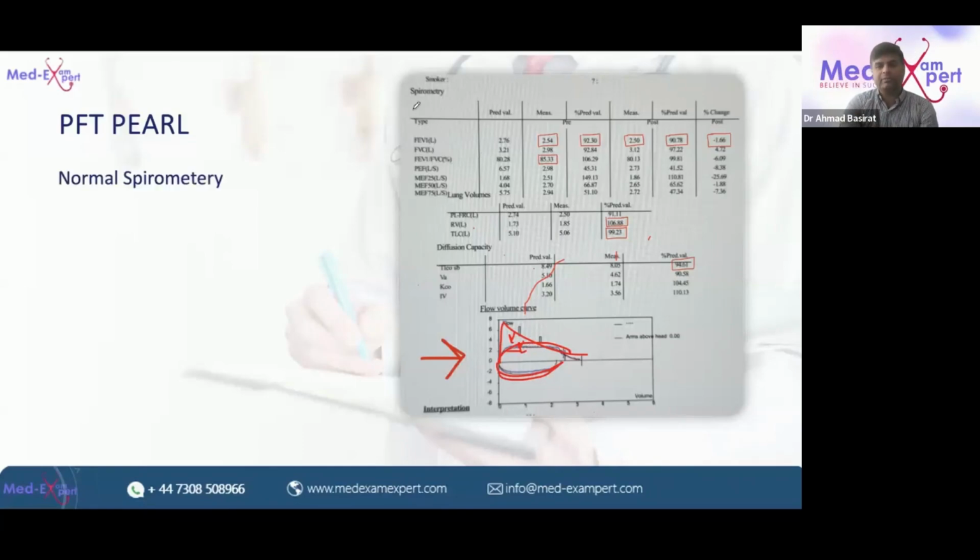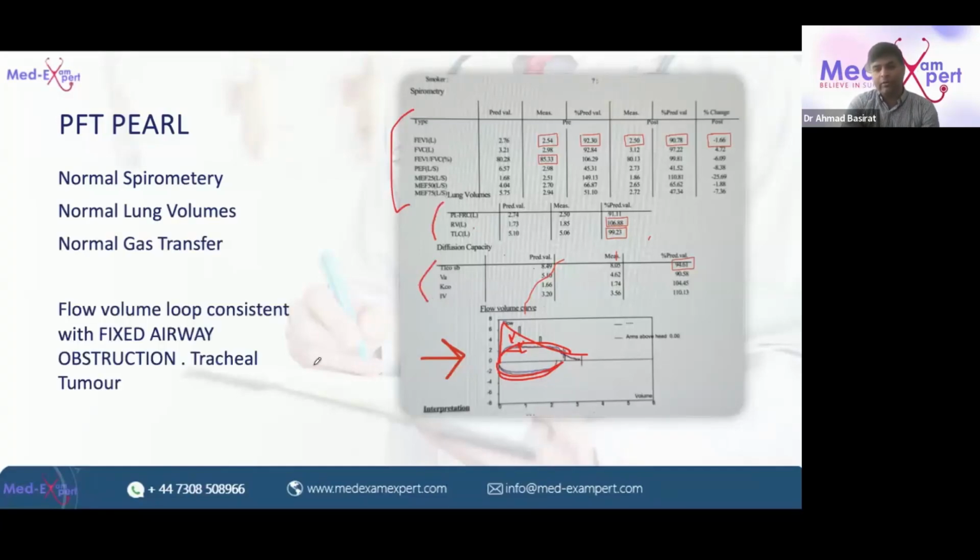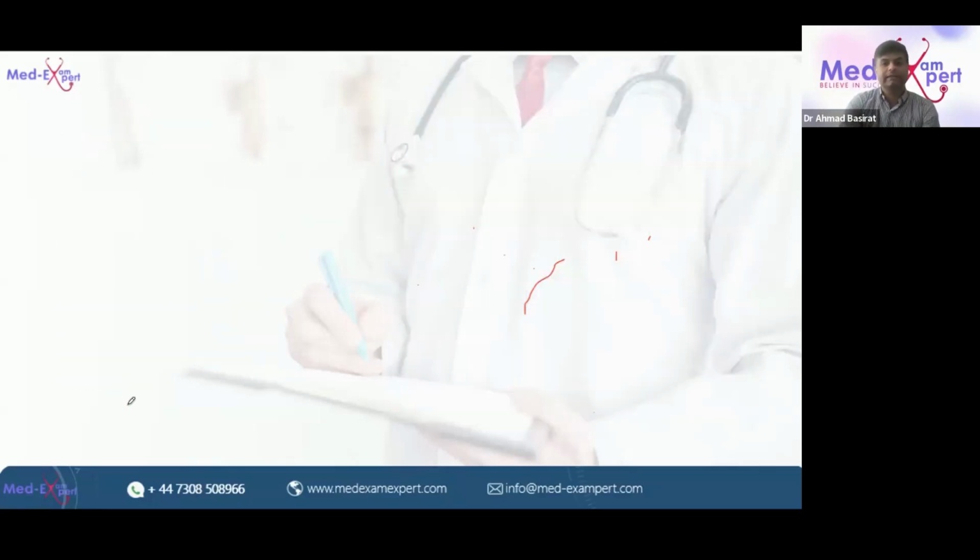When we looked at the spirometry, it was normal, with normal lung volumes and normal gas transfer, but the flow volume loop was very flattened. So it was pointing towards a fixed airway obstruction, and this patient had a tracheal tumor. There was a tumor inside the trachea. So when we only did the PFTs, our brain started to work, saying that it could be a tracheal tumor. And that actually turned out to be a tracheal tumor when we did the bronchoscopy. So that was something I wanted to share with you guys.